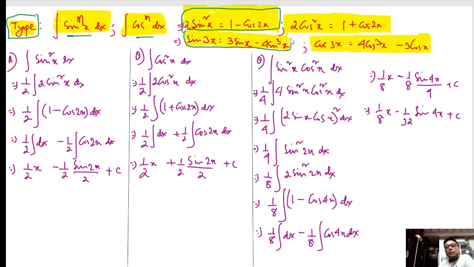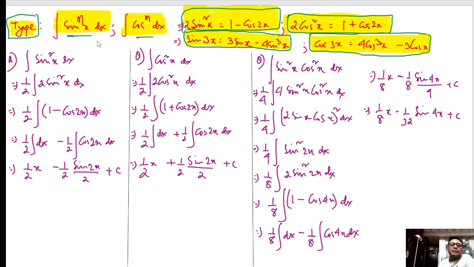What is the formula of 2 sine square x? What is the formula of 2 cos square x? What is the formula of sine 3x? And what is the formula of cos 3x? These are the formulas which you have to note. Okay, so let's see how we apply them here.